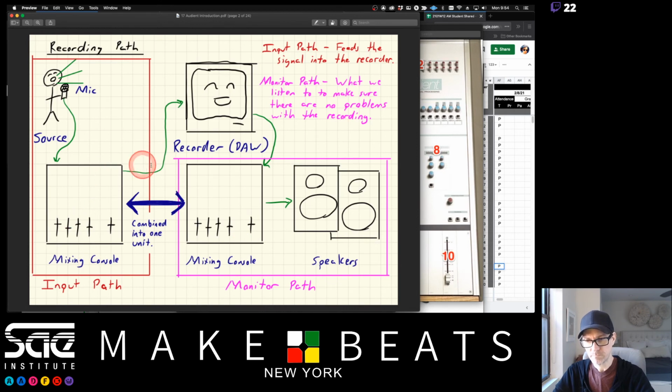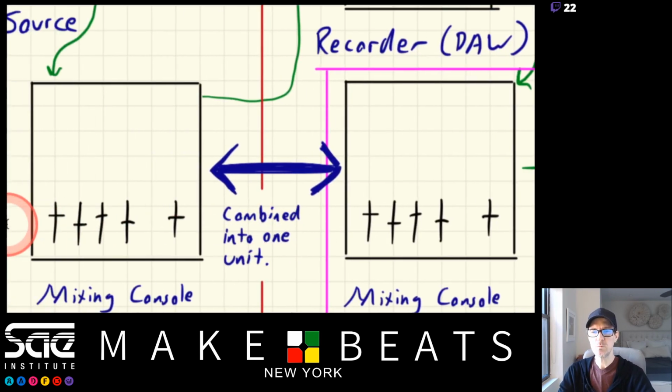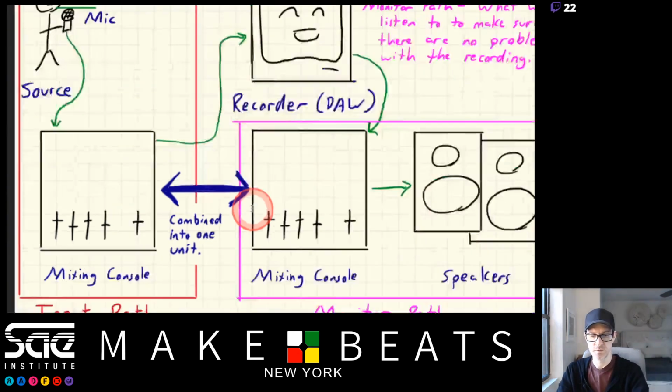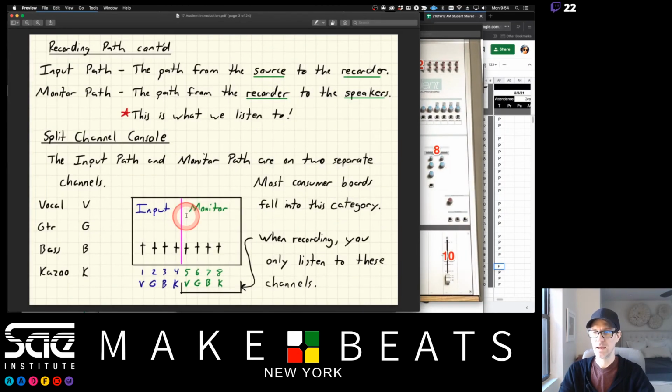Now, these mixing consoles here, I've got two of them in the diagram, but there's a little arrow connecting the two of them together, and it says combined into one unit. And essentially what that means is that these two mixing consoles here are always combined into one unit these days. And so this is what we have, a split channel console or an inline console. And we're going to talk about the differences between those right now.